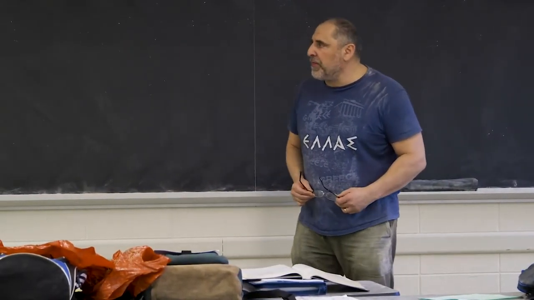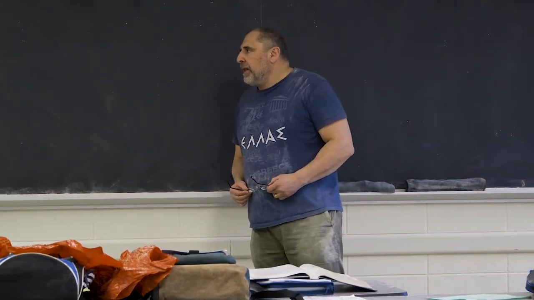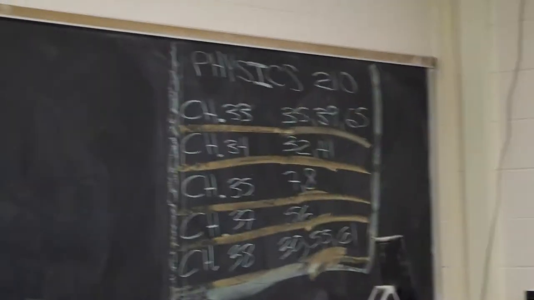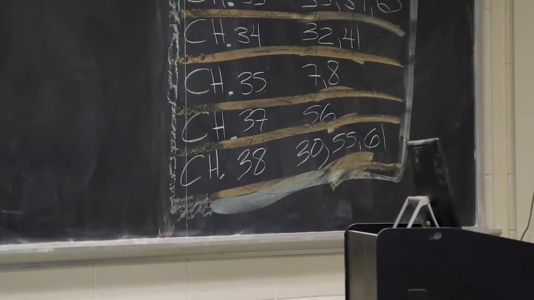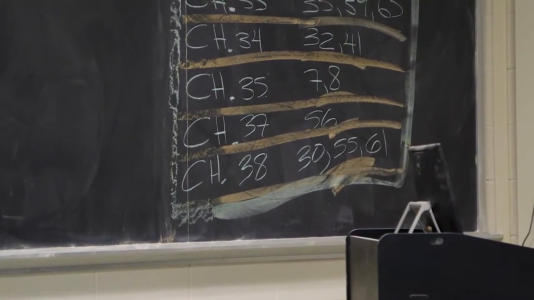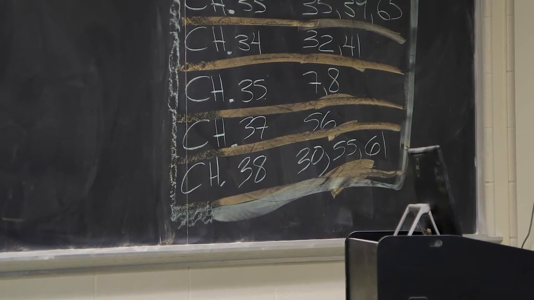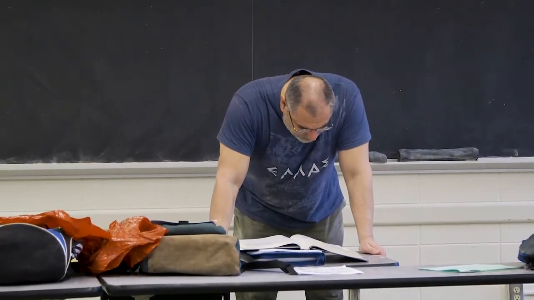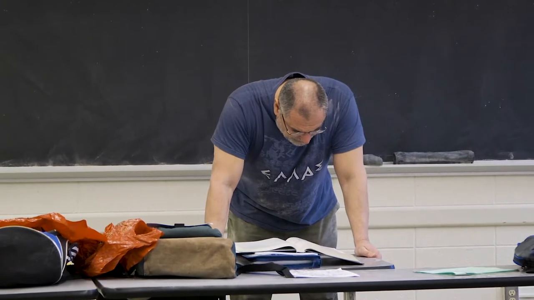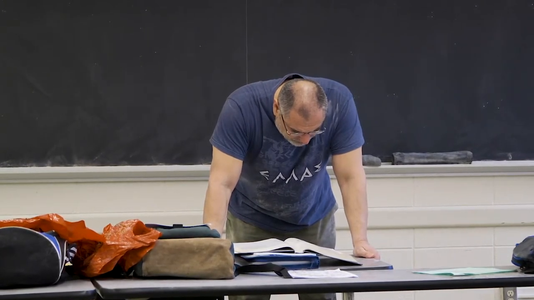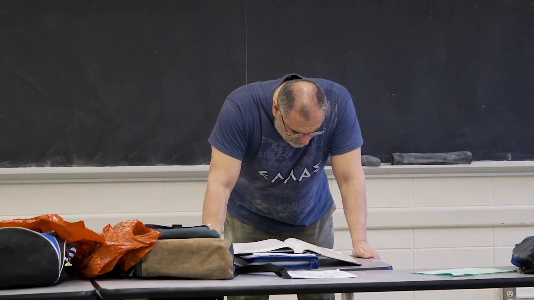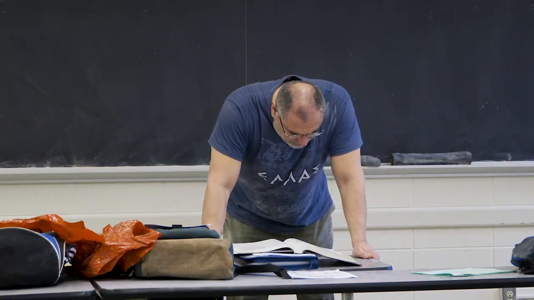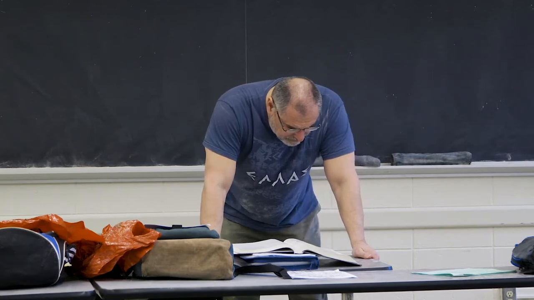I got chapter 37 and chapter 38. There are two chapters there, a total of four problems. Let's look at chapter 37, problem number 56. It's saying a screen is located 6.75 meters from a spherical mirror. An image with height HI equals negative 4.00 HO is to be formed on the screen. Should a concave or convex mirror be selected for this task? So it's ABC here, guys.